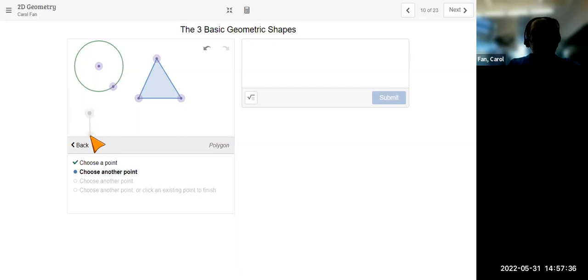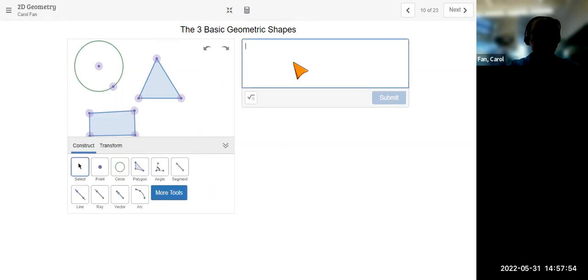Okay, and the third one that we have is a rectangle or a square. So when we have a rectangle, that includes a square. A square is a special case of the rectangle in that all of the sides are the same.